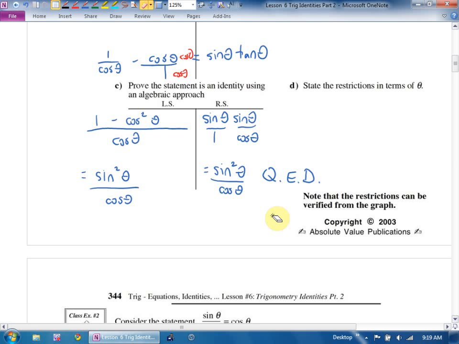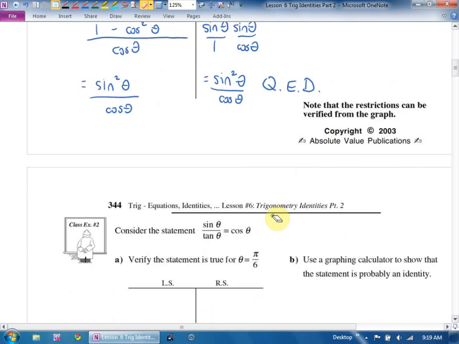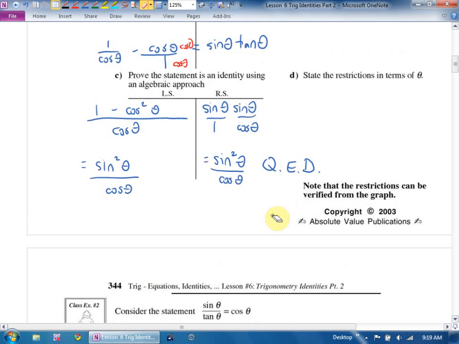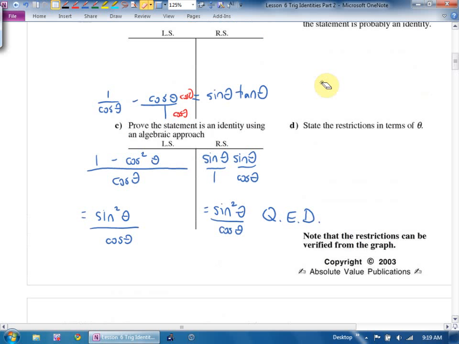Turn the page. Oh, sorry. Don't turn the page. Go back. Restrictions. Cos can't be zero. Right? No restrictions. Tangent always has the restriction built in because tangent is sine over cosine. Cosine can't be zero. Okay, now turn the page.